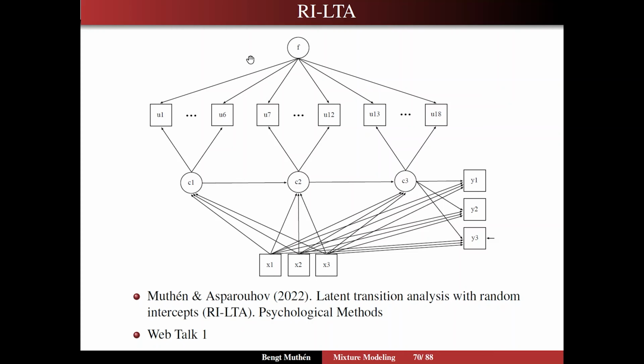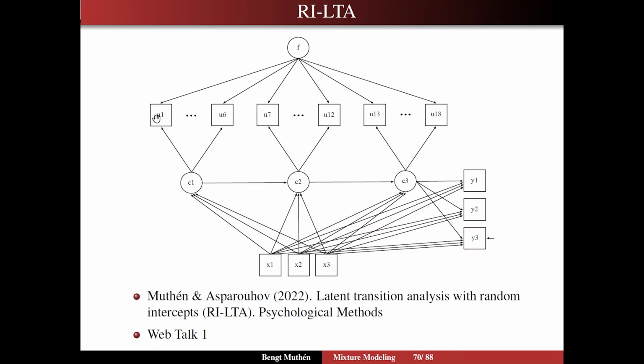It's a time invariant variable varying across subjects, so it is a between subject construct. Each indicator is influenced by this trait, and the remainder in the indicator is influenced by the latent class variable, where the latent class variable captures the within subject variation across time. So that's similar to random intercept cross-lagged panel modeling, RI-CLPM.